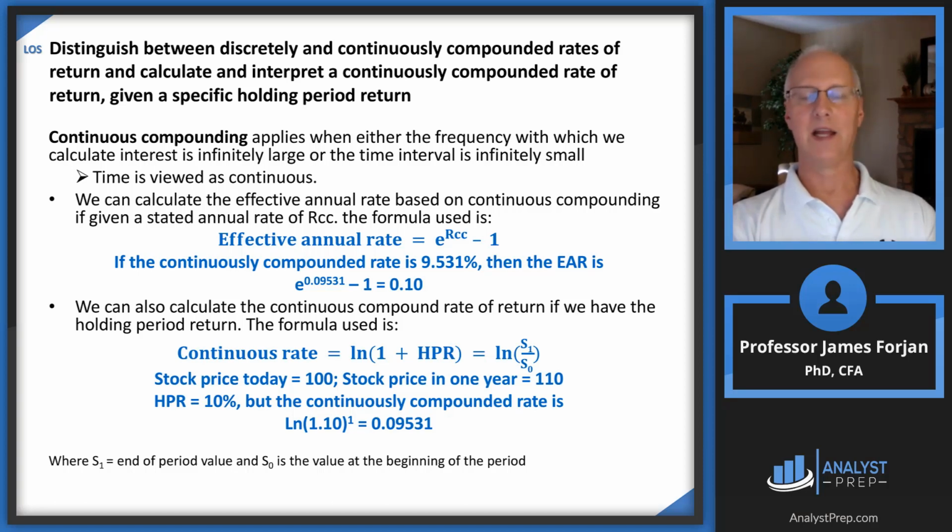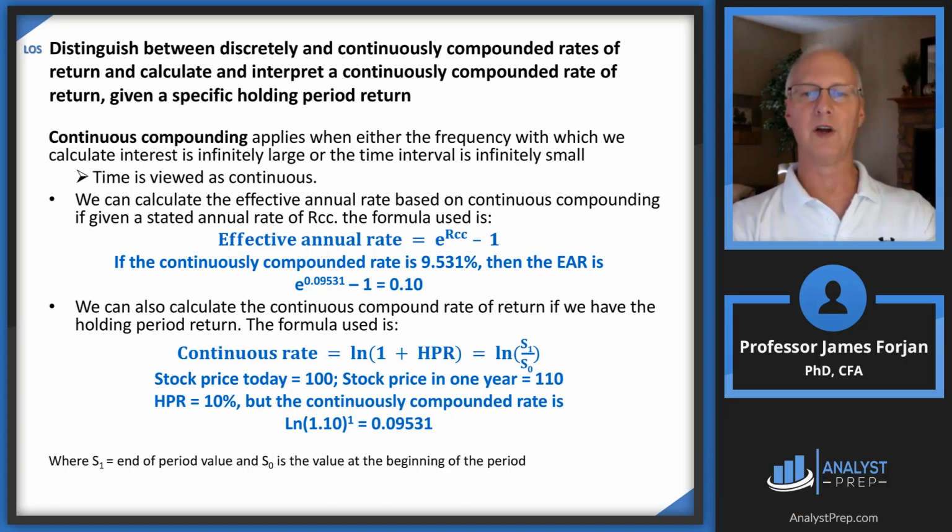Now, the flip side of that is, let's go down to the bottom part. If we start with a stock price today of $100, and we know after 1 year it'll be $110, that holding period return is 10%, right? So that would be the discrete rate of return. But we can convert that discrete rate of return into a continuously compounded rate, and that's where we use the LN button. So we're going to add 1 to the holding period return, 1.1 raised to the 1 power, do the LN, and you'll get the 0.9531.